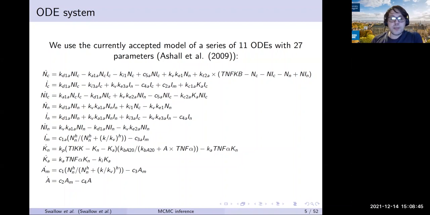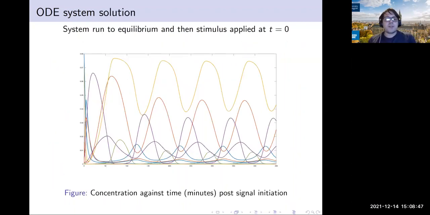to see if we can estimate these from real data. If we run this system to equilibrium and calculate the deterministic solution, this is what we get. So each of these different lines corresponds to the solution of one of those ODEs. We can see that it's very dynamic, very oscillatory. The exact timing and the amplitude of those oscillations vary depending on which particular variable you're looking at.